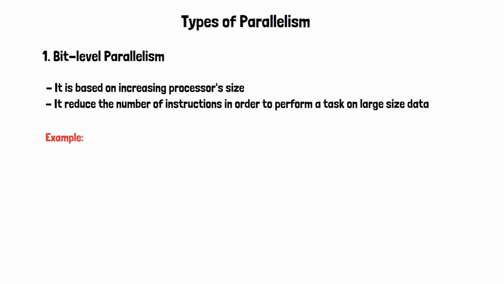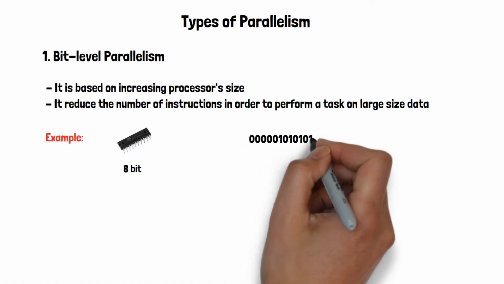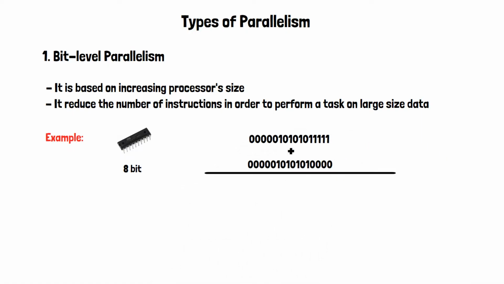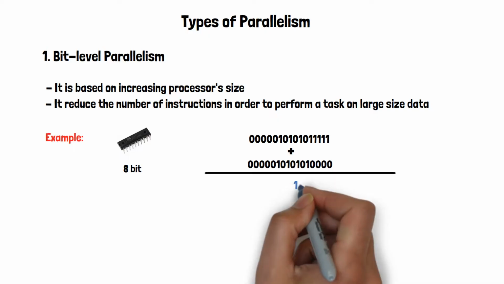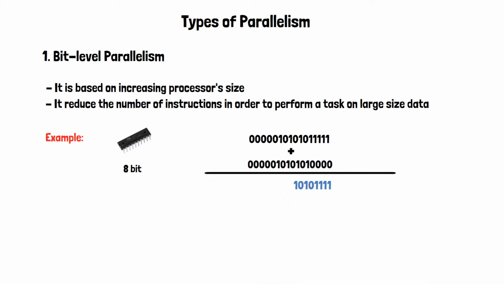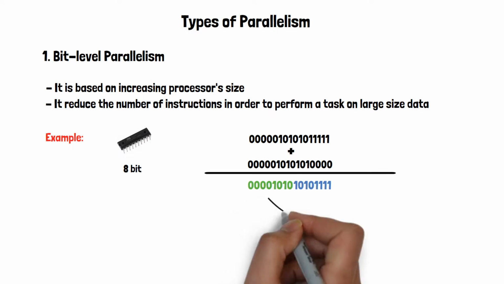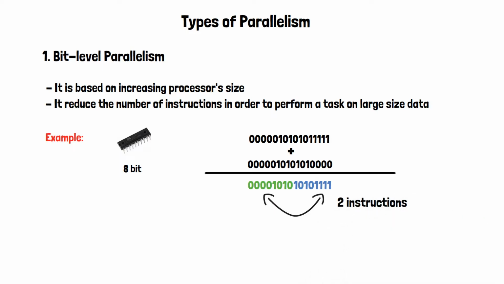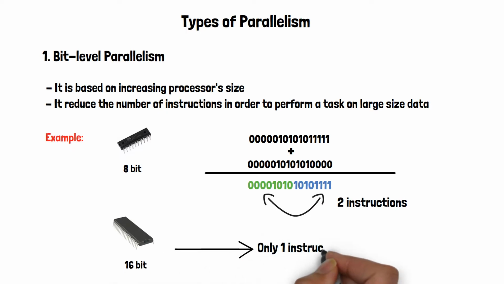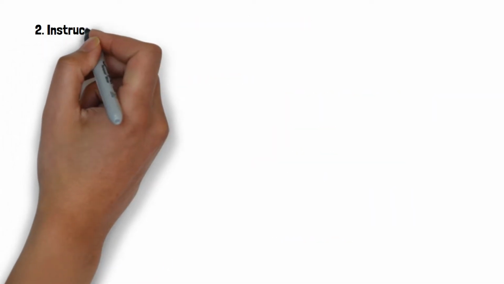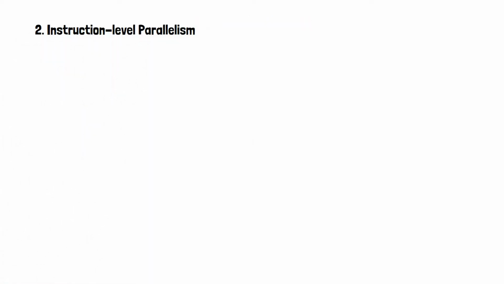For example, consider a scenario where an 8-bit processor has to complete an operation on two 16-bit integers. Initially, it has to sum the 8 lower order bits first and then add the 8 higher order bits. Thus, it requires two instructions to perform the operation, whereas a 16-bit processor can perform the entire operation with just one instruction.